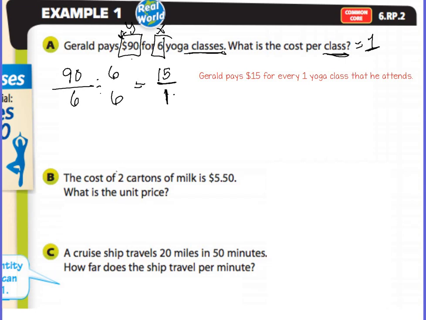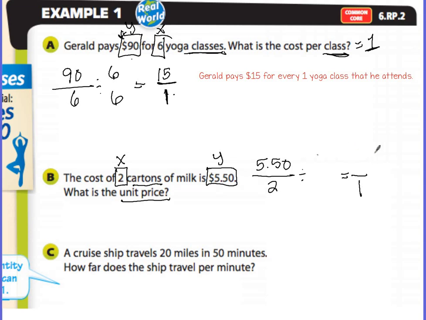So here we have the cost of 2 cartons of milk, and that cost is $5.50. And we want to know what is the unit price. Unit price, unit rate, same thing. We just use unit price when we're talking about how much we pay or money. So in this case, my cost depends on how many cartons I buy. So it's going to be $5.50 per 2 cartons. And then I know I want to get to the cost per 1 carton.